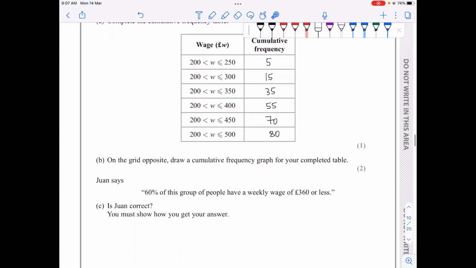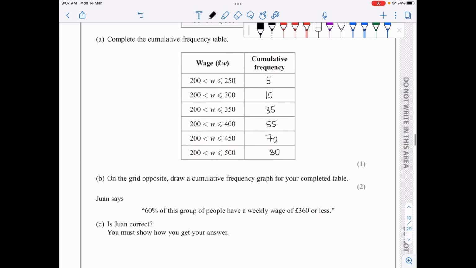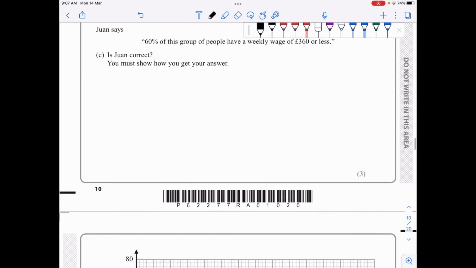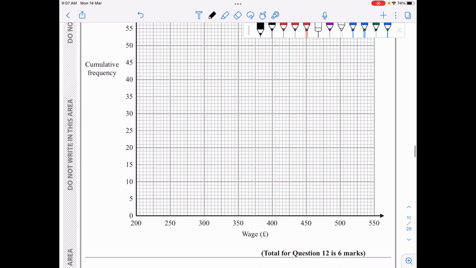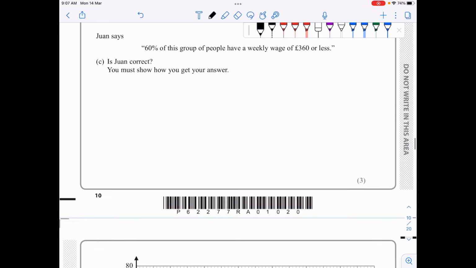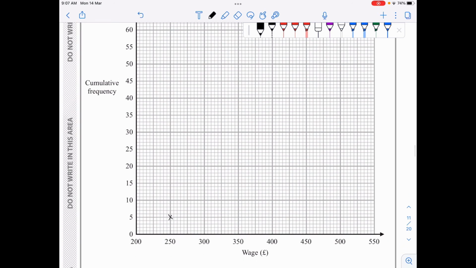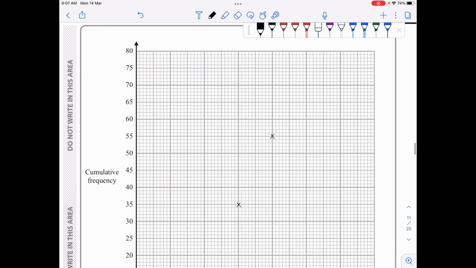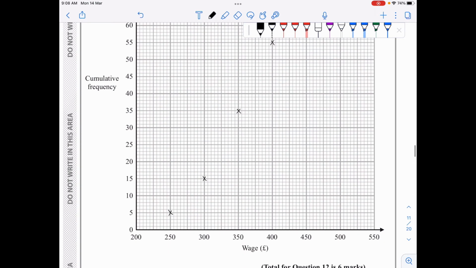So we need to draw the cumulative frequency graph. So I'm going to go to the graph. I'm plotting always against the class endpoints. So 250, 5 will be here. The next one was 300, 15. It was then 35, then 55, then 70, and then 80. We also start off at 200.